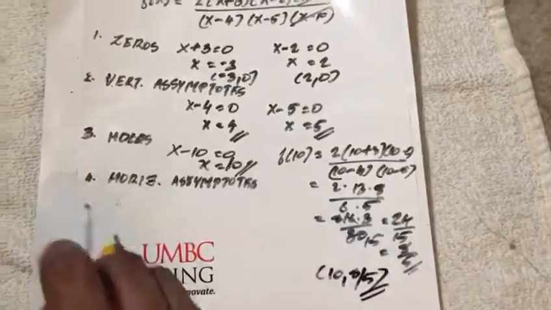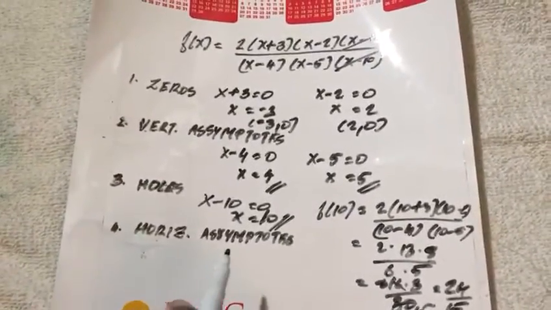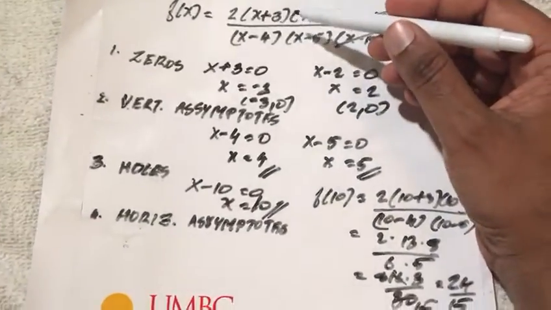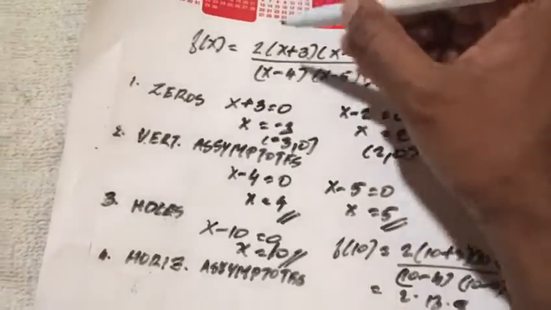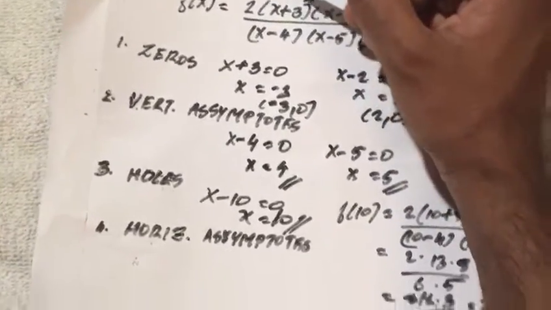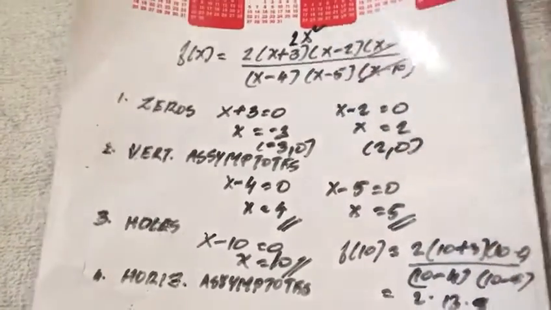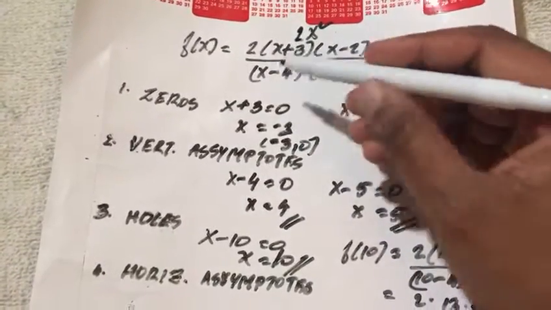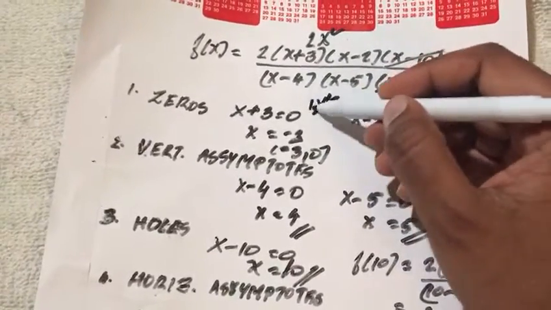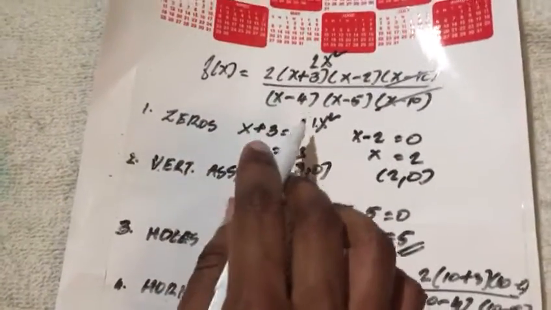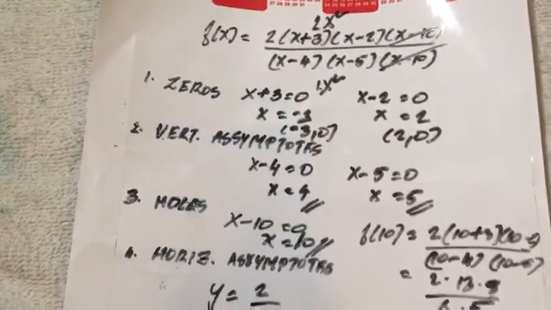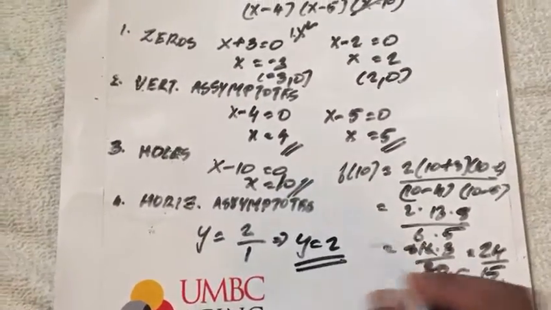Now finally, to get the equation of the horizontal asymptote, you have to find the coefficient of the leading term in the numerator. The leading term in the numerator is 2x², and the coefficient is 2. The leading term in the denominator is x², and the coefficient is 1. So the horizontal asymptote is obtained by taking the coefficient of the leading term in the numerator, which is 2, over the coefficient of the leading term in the denominator, which is 1. So y = 2 is the equation of the horizontal asymptote.